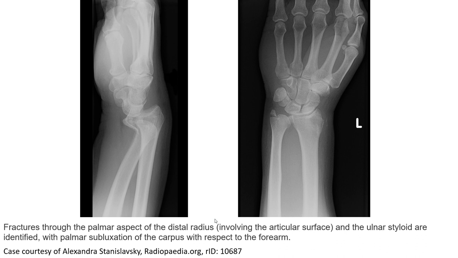This is an example of a Smith fracture through the palmar aspect of the distal radius. It involves the articular surface and the ulnar styloid, with palmar subluxation of the carpus with respect to the forearm.